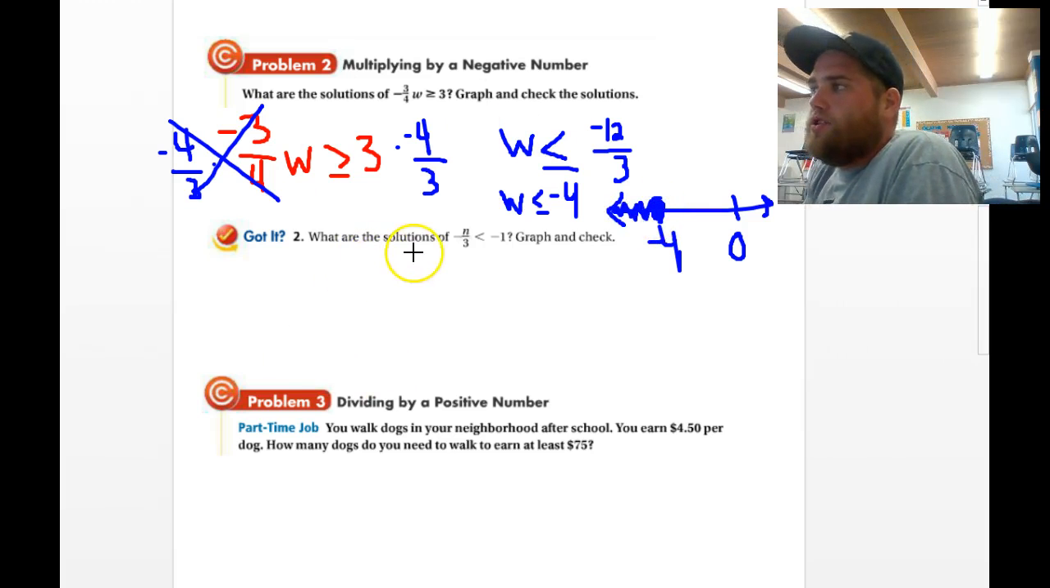On problem 2, I've got -n divided by 3 is greater than -1.